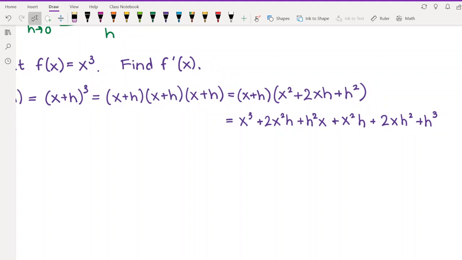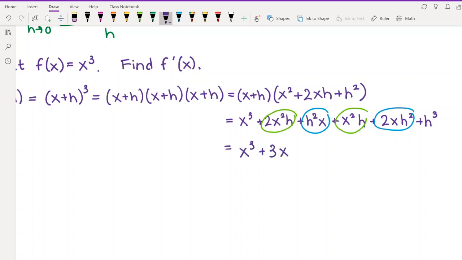And let's see, do we have any common terms? It looks like we have a couple, right? We have a couple of 2x squared h's and a couple of h squared x's. So this all together simplifies to x cubed plus 3x squared h plus 3h squared x plus h cubed.